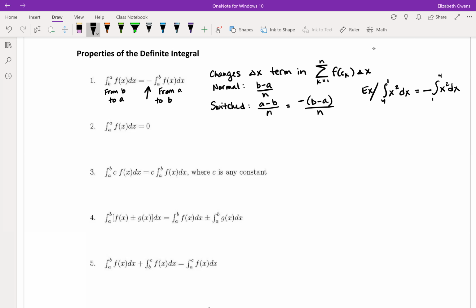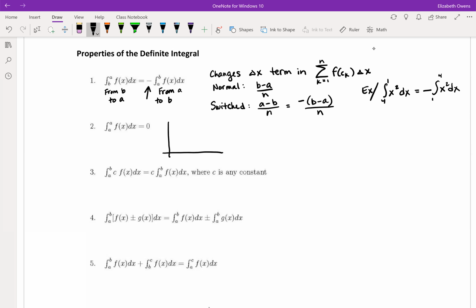For the next one, number 2, the property says that if we are integrating f of x dx from a to a, the result will always be 0. That's an interesting thing to look at.